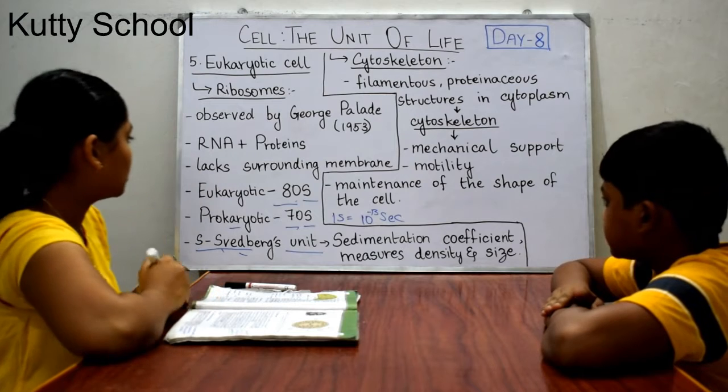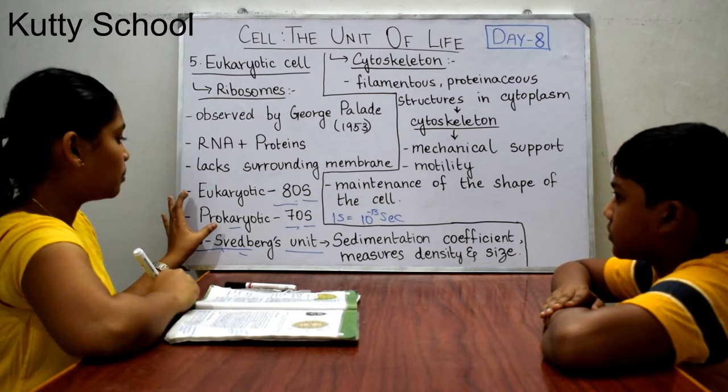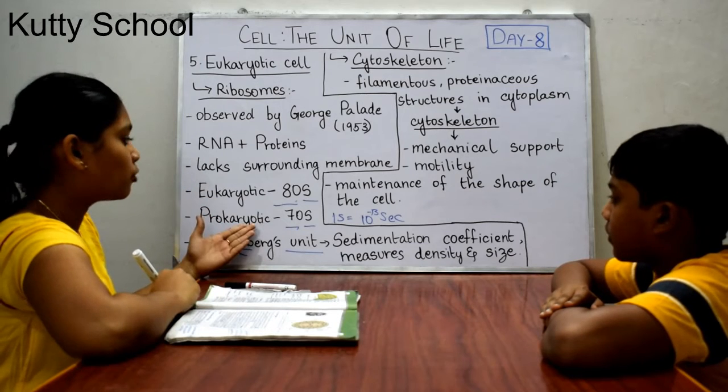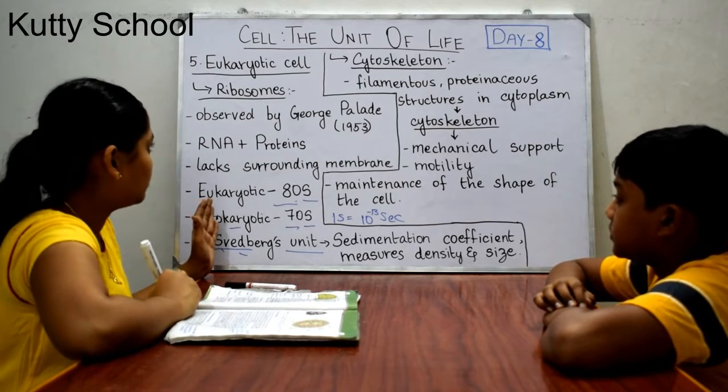So this is about eukaryotes and prokaryotes. These are made up of 2 subunits, like we saw in prokaryotes, 50S plus 30S. So this is about ribosomes.